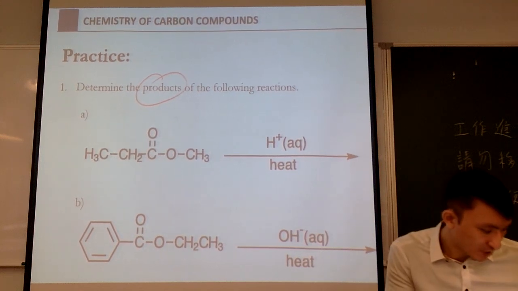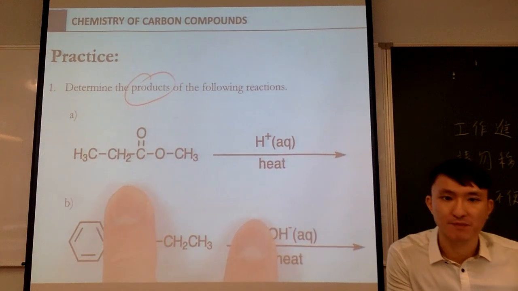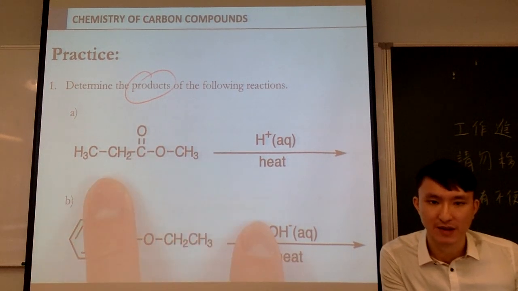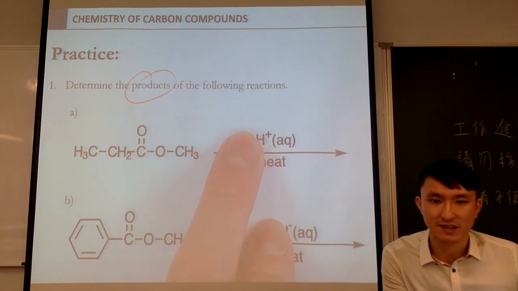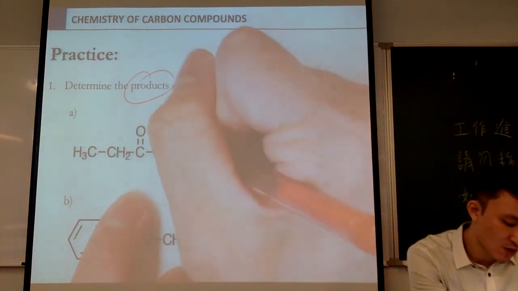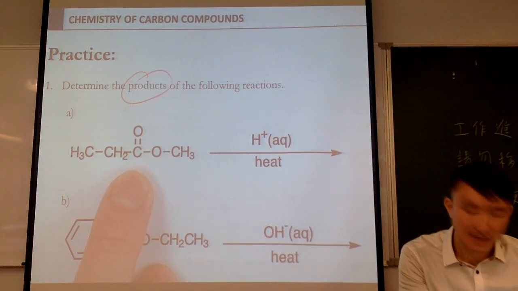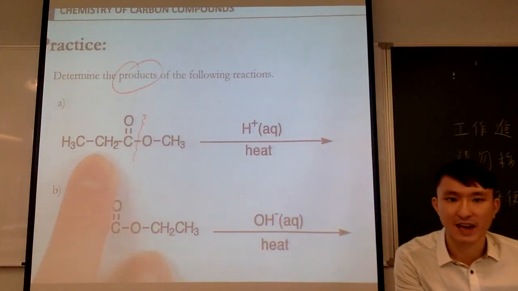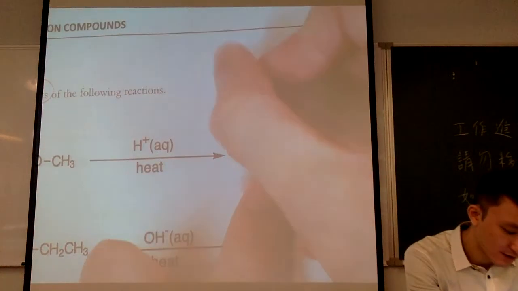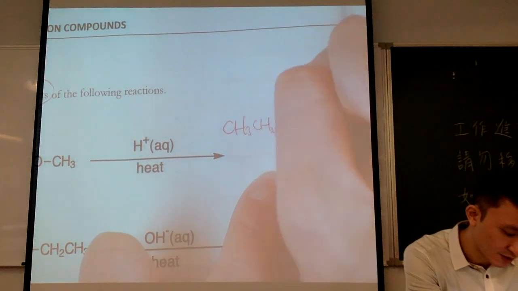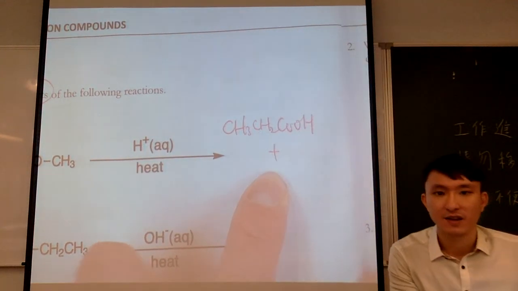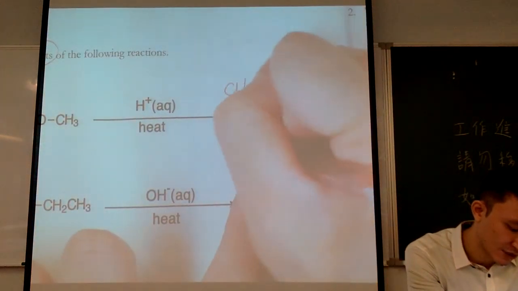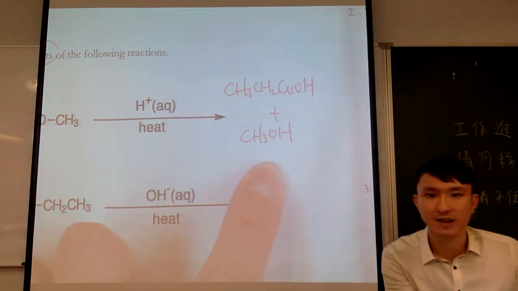Okay, let's check. Okay, this one is an ester, methyl propanoate. We are given an acidic condition, heat under reflux. So there has to be an acid hydrolysis of ester. So we will cut it here. Okay, this part on the left will give us propanoic acid, CH3CH2COOH. Okay, and then the right hand side here should give us methanol, CH3OH. Okay, the two products.